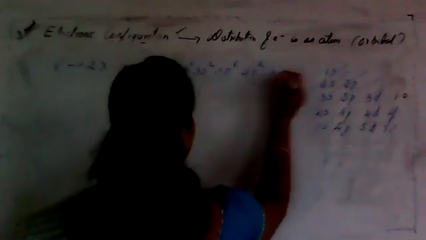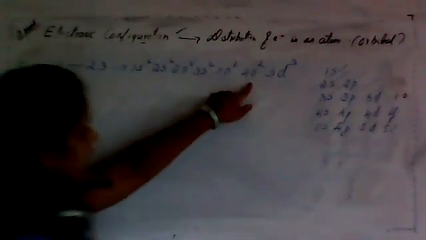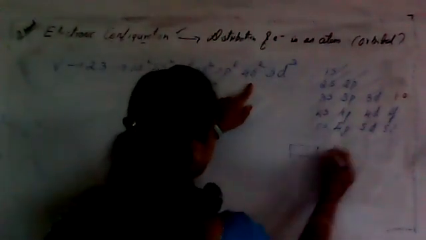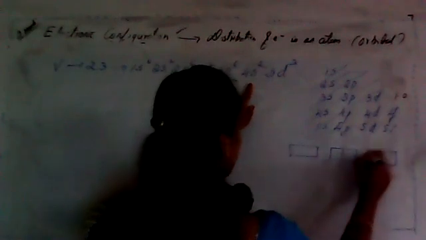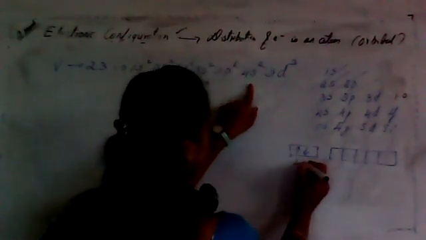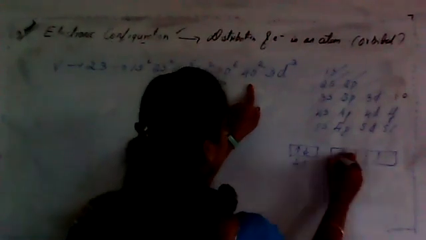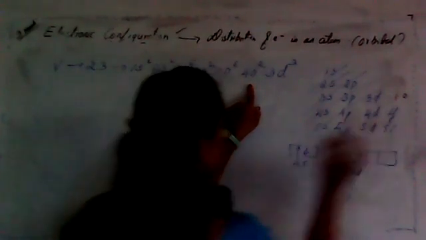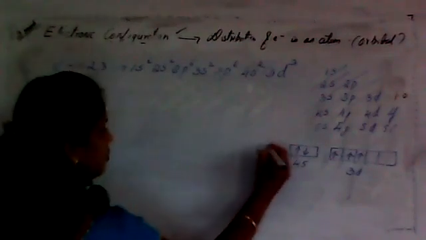So 3 is there. Yeah, that is 3d3, isn't it? Now I'll consider the last shell, that is 4s and 3d. 4s is filled with 2 electrons and 3d is filled with only 3 electrons, isn't it? So this is for vanadium.